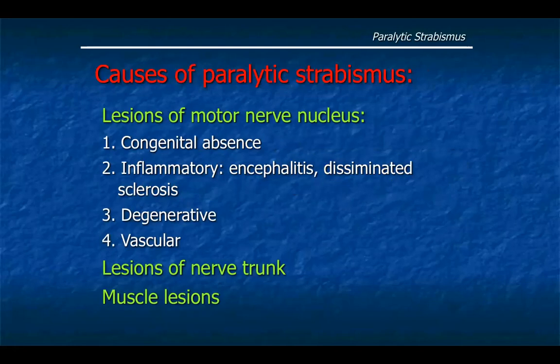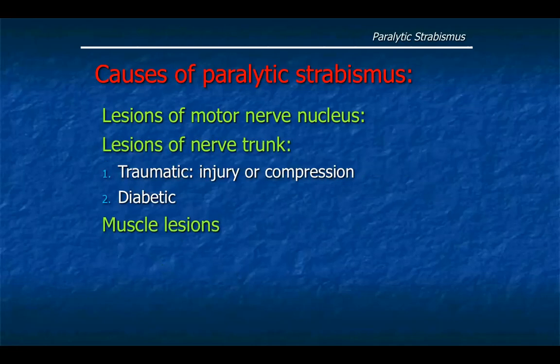Causes of paralytic strabismus. Lesions of the motor nerve nucleus or the nerve trunk or the muscle. Lesions of the motor nerve nucleus, the nucleus lies in the brainstem. The nucleus of the third and fourth cranial nerves lies in the midbrain, and the nucleus of the sixth cranial nerve lies in the pons. Lesions of the nucleus could be a congenital absence of the nerve nucleus, or inflammatory, as encephalitis or disseminated sclerosis, or degenerative or vascular.